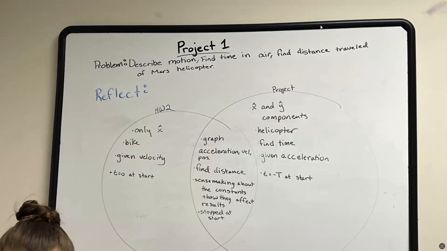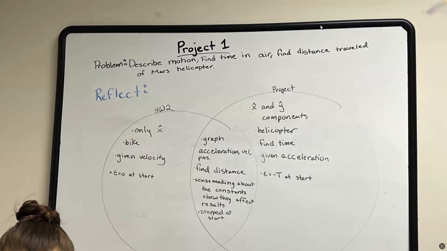There are similarities between the helicopter motion problem and the problem of a bicycle between the traffic lights in homework 2. In both problems, the acceleration, velocity, and distance motion are similar, and both involve determining the distance traveled by a moving object. Also, in both problems, sense-making about the constants, though they affect results, is the same, and they all start from rest at the start.